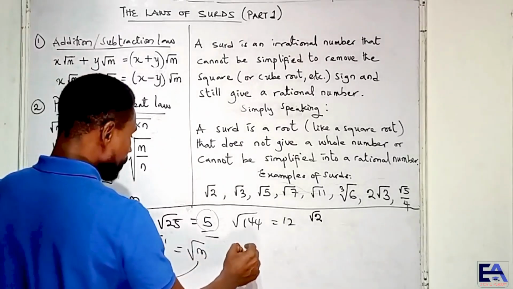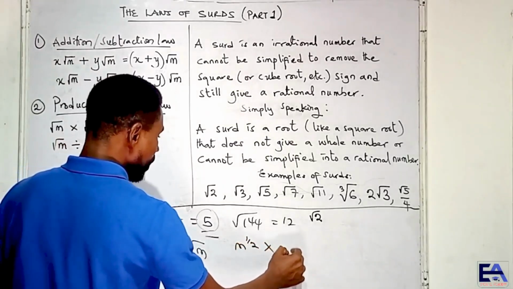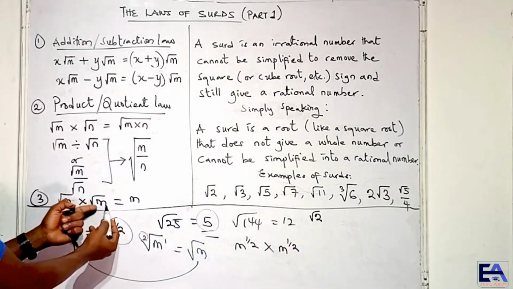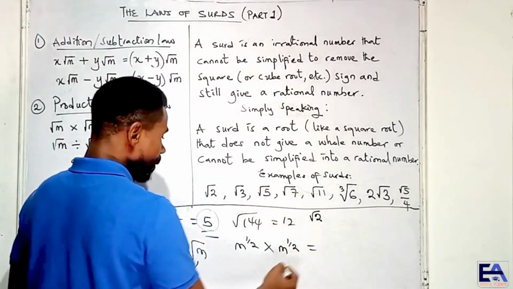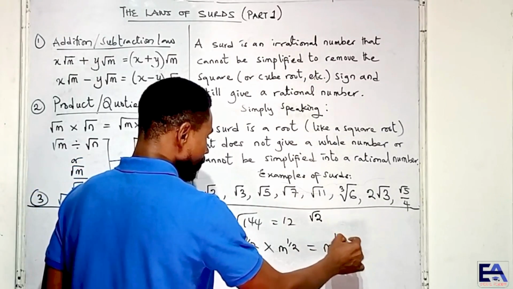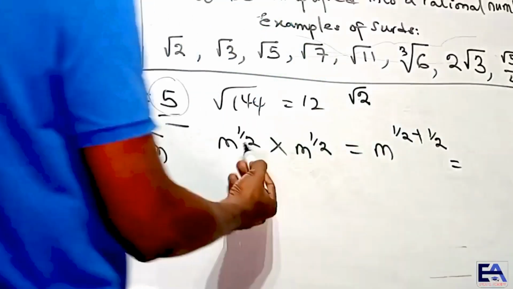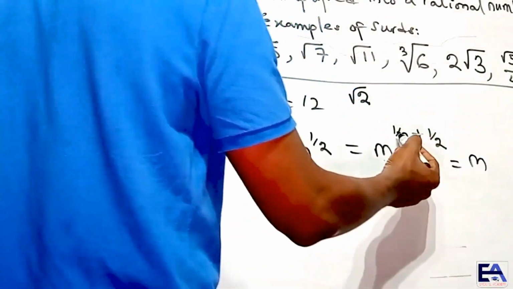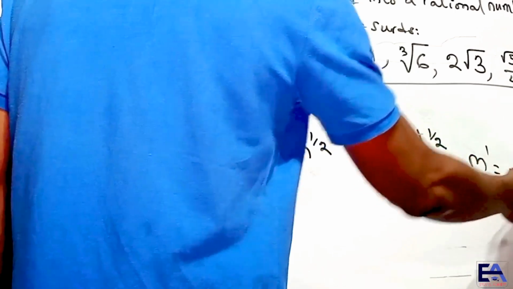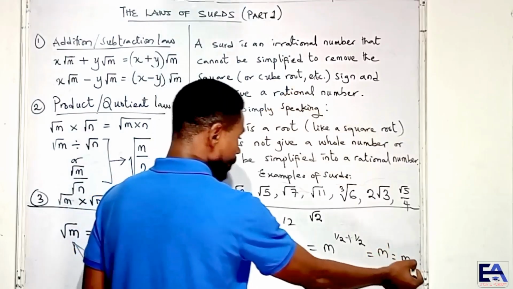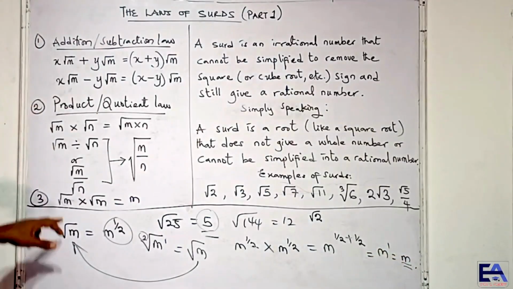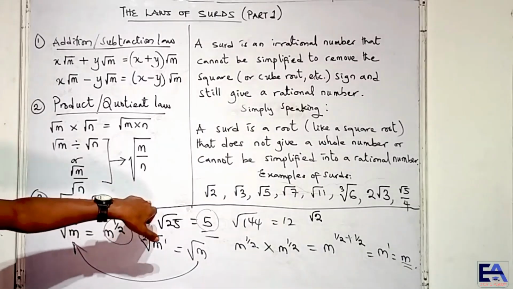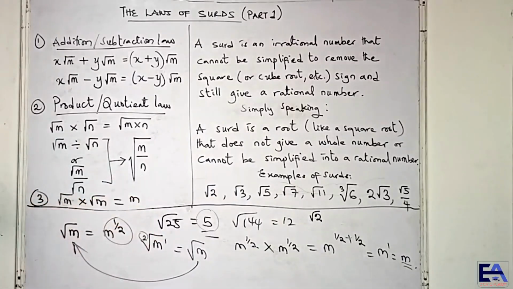So when we have m raised to the power half multiplying another m raised to the power half, that is the meaning of root m multiplying root m. We are going to have m raised to the power half plus half. According to the laws of indices, the powers will add up, since we have a common base. Half plus half is equal to 1, and any number raised to the power 1 is that number. That's the reason why, when the same roots multiply, we get just the number under the roots as the result. So just understand that law, because we're going to apply it to solve a couple of questions very soon.